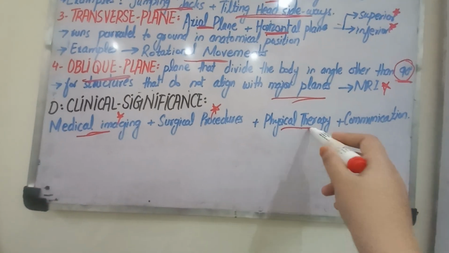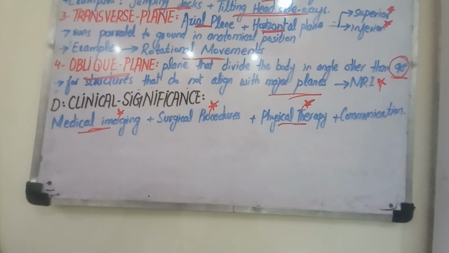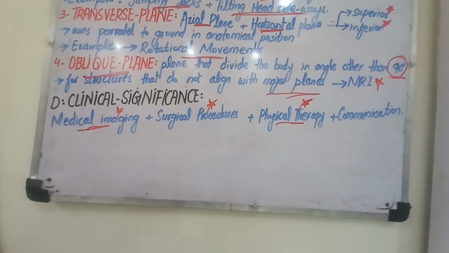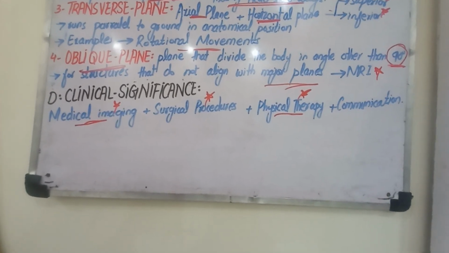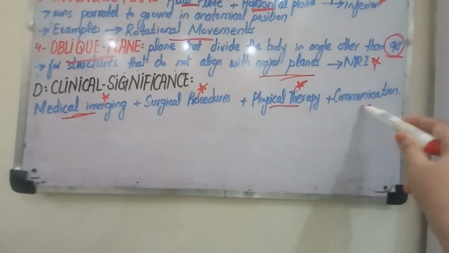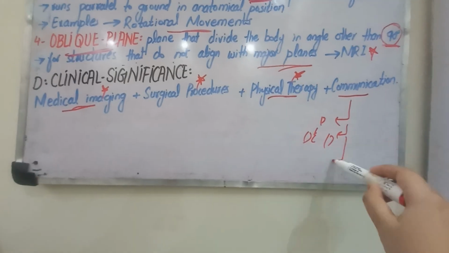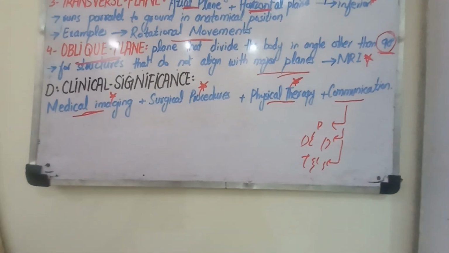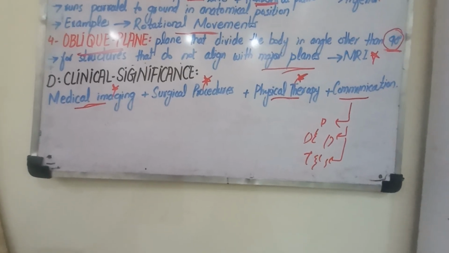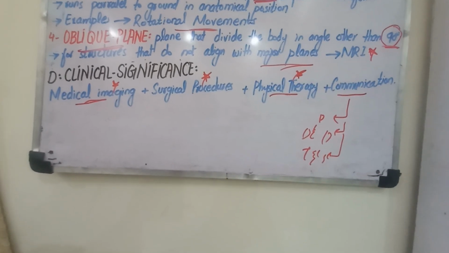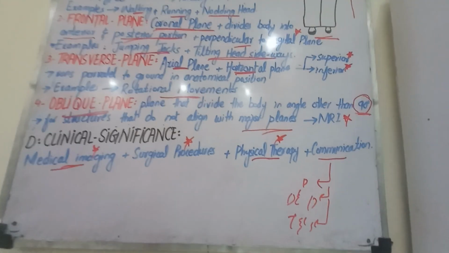Next is physical therapy, as doctors use different exercises for the patient in different planes so that the patient can easily understand. So anatomical planes are really important for physical therapy. And the next thing is communication. Between doctor and patient or teacher and student, you need a proper reference plane so that you can properly convey your message, and the student, patient or other doctor can easily understand it. These are anatomical planes. So this was about the clinical significance of anatomical planes.